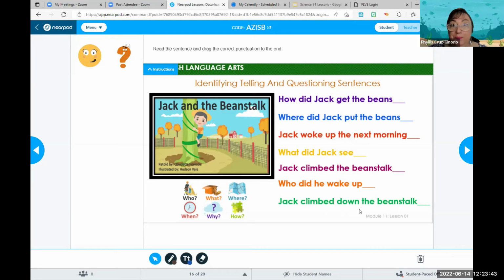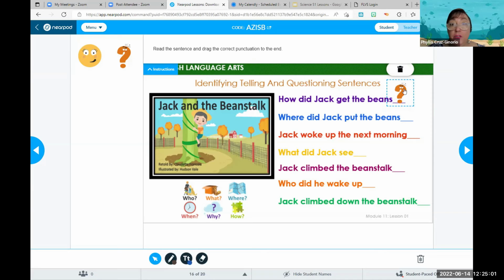So let's see if we can find one. Let's try that purple one on top. Try reading it. All right. Let me see if I can read it. How did Jack get the beans? Does that sound like I'm telling you how he got it or I'm asking? If you said asking, you got it right. So let's show that it was a question by ending it with a question mark. It's our signal. I'm asking a question, waiting for an answer, and I'm done. So there it is. My question mark goes at the end.